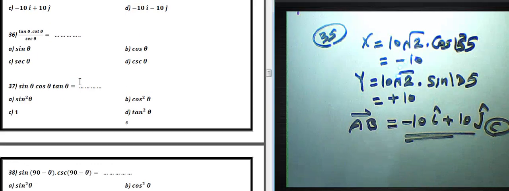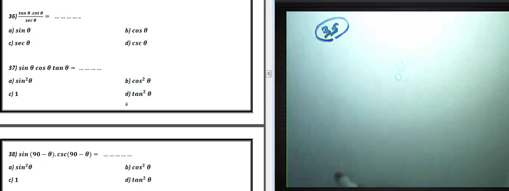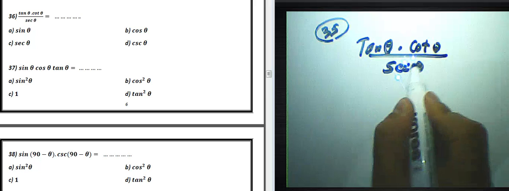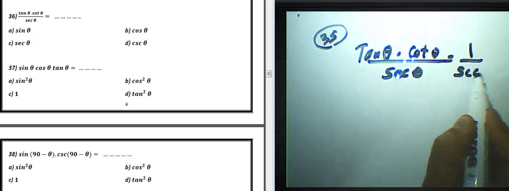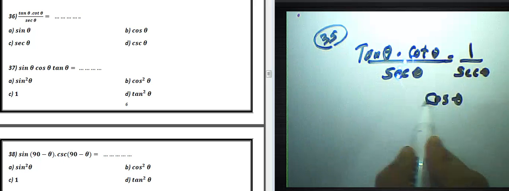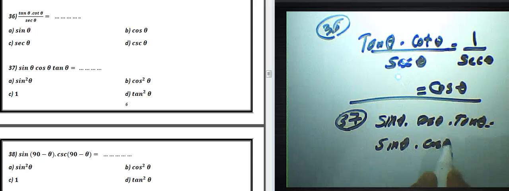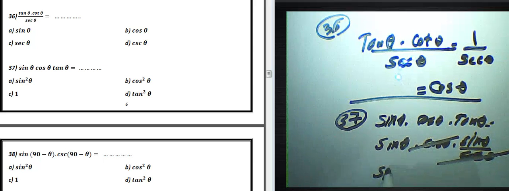Question 36, tan theta multiplied by cotan theta over sec theta. We know tan multiplied by cotan equals 1 over sec theta. The inverse of sec is cosine, so the result will be cosine theta. Question 37, sine theta multiplied by cosine theta multiplied by tan theta. We know tan theta equals sine over cosine, so we write sine theta times cosine theta times sine theta over cosine theta, and we cancel cosine by cosine. The result will be sine squared theta. This is the result for question 37.